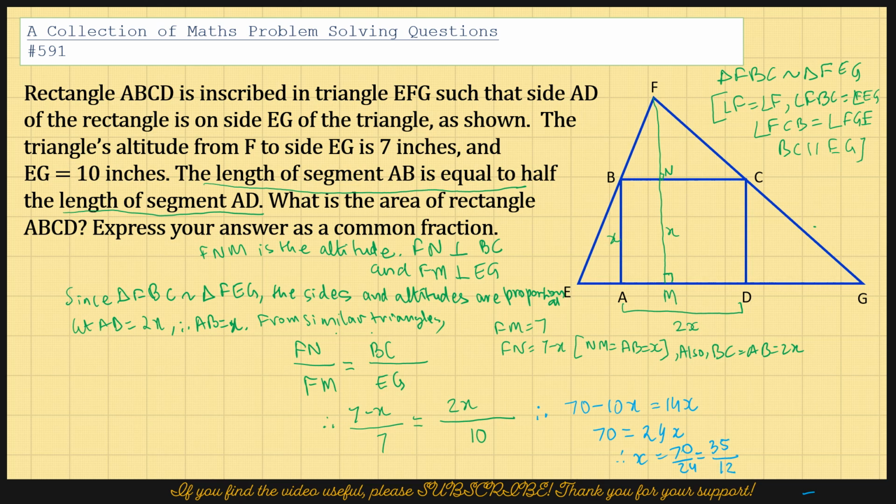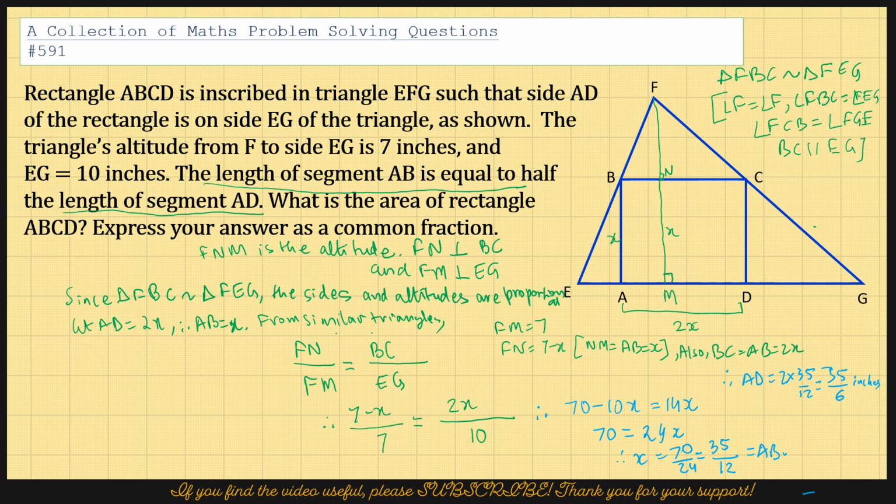we'd get 35 out of 12. So that's x, and therefore that is AB, and therefore AD is 2 times 35 out of 12, that is 35 out of 6, and that would be inches.